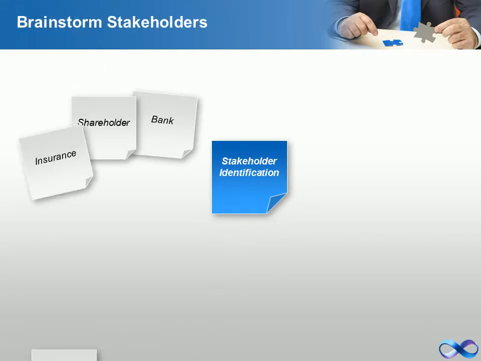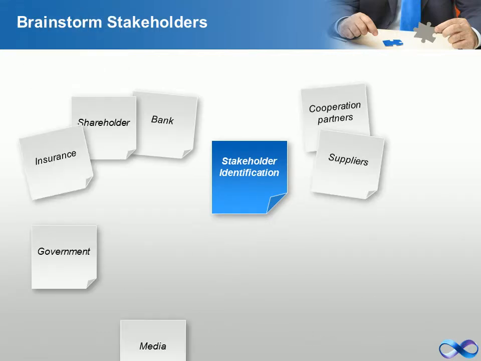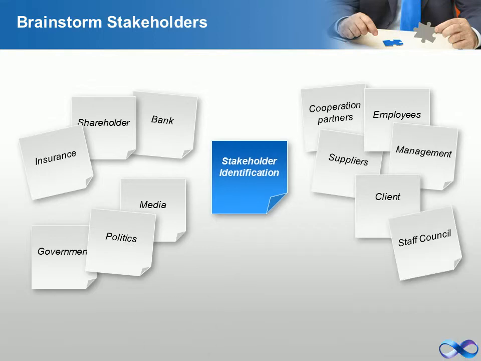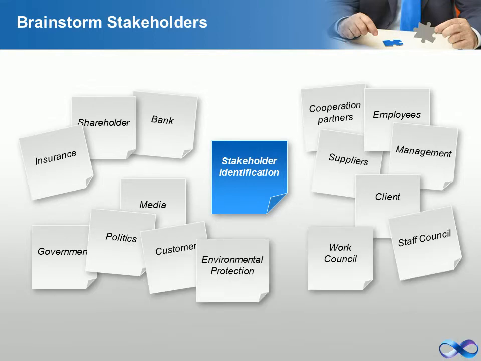The first step in your stakeholder analysis is to brainstorm who your stakeholders are. As part of this, think of all the people who are affected by your work, who have influence or power over it, or have an interest.